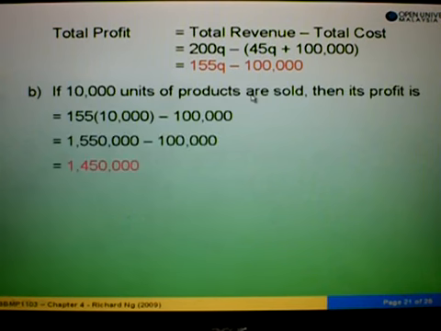Alright. So question B, if 10,000 units of the products are sold, then what is the profit? So we just substitute into the profit function. Substitute Q with 10,000. So we will have 155, substitute 10,000 here, minus 100,000. So 155 times 10,000 will give us 1,550,000 minus 100,000 equals 1,450,000 ringgit.